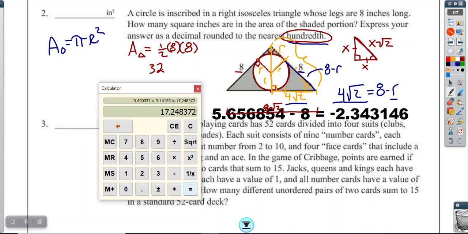I hit enter. Okay, so now I need to subtract this value right here from 32. So what am I going to do? Turn that negative. I'm going to add 32. And so my answer is 14.75. And there you have it.